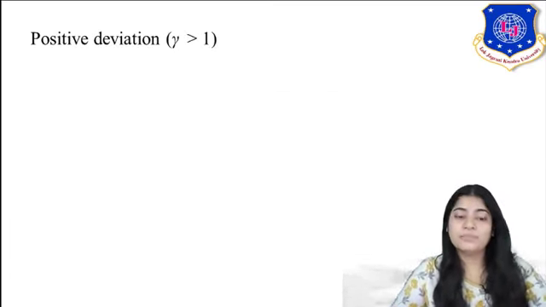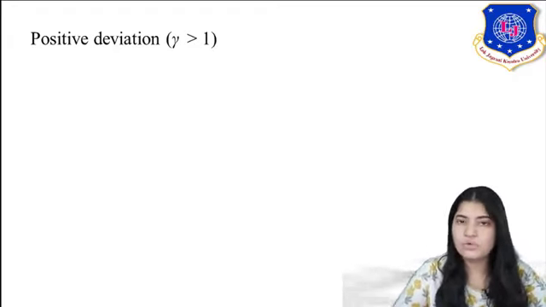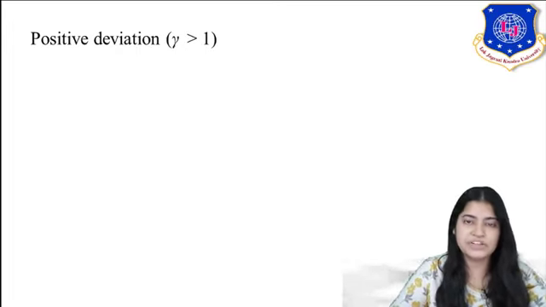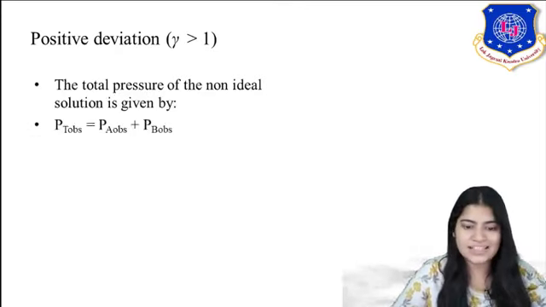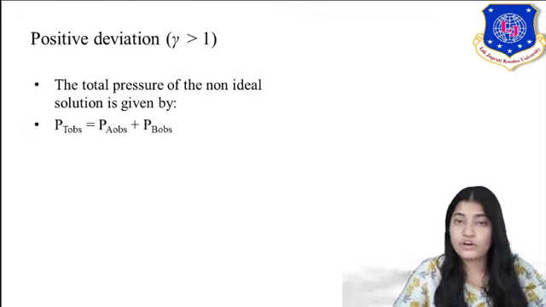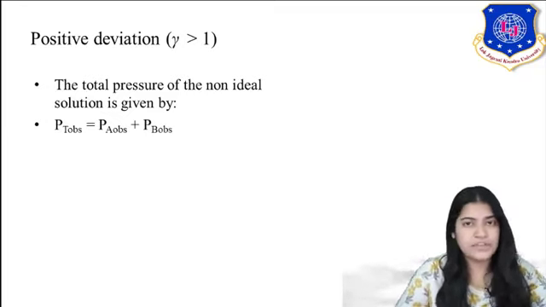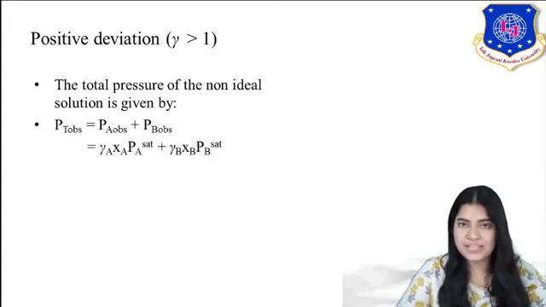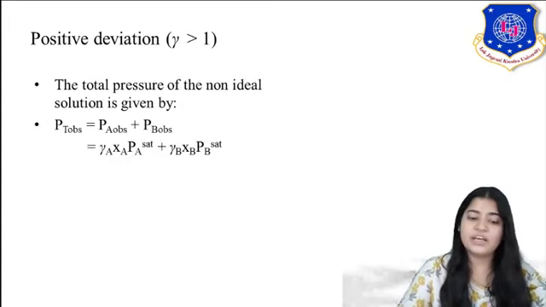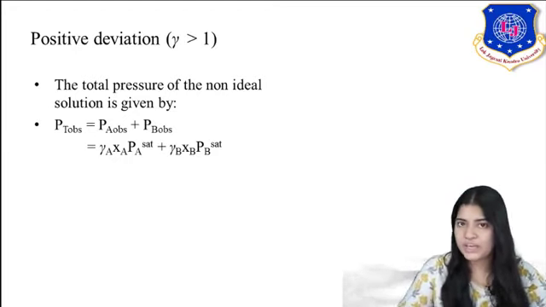So now, talking about positive deviation from non-ideality, it means the activity coefficient here is more than 1, and only then it is positive deviation. Let's see how. Now the total pressure of a non-ideal solution, which we discussed in the last lecture also, is given as, for a non-ideal solution, PT observed is partial pressure of A plus partial pressure of B for the non-ideal system. So it can be given as gamma A XA PA sat plus gamma B XB PB sat. Gamma A and gamma B are the activity coefficients of components A and B.